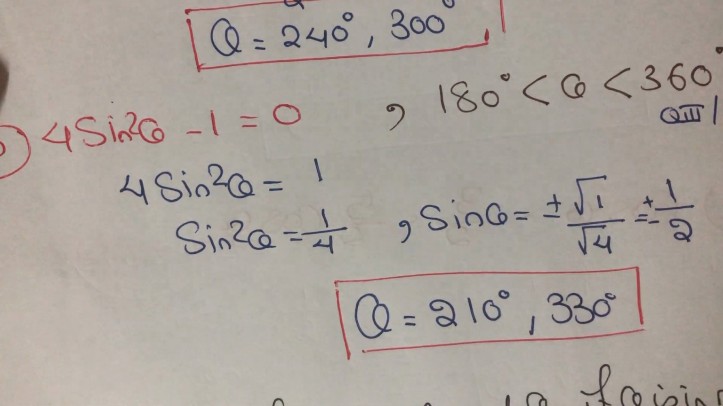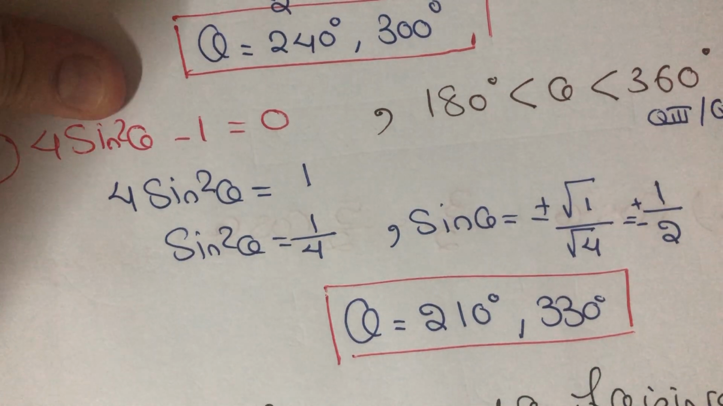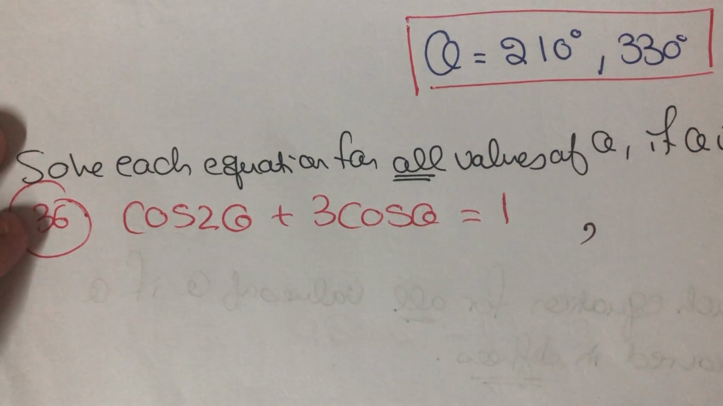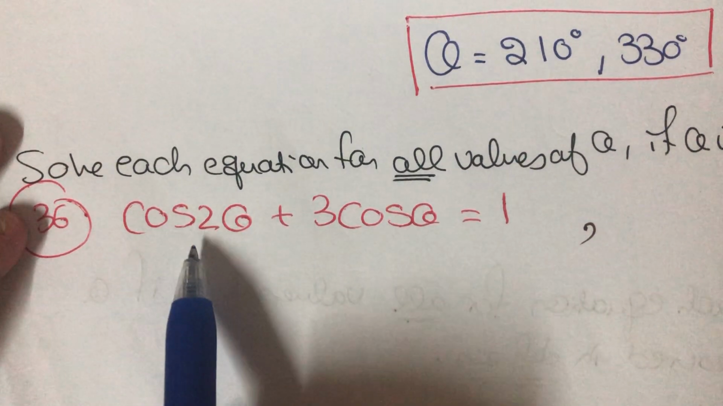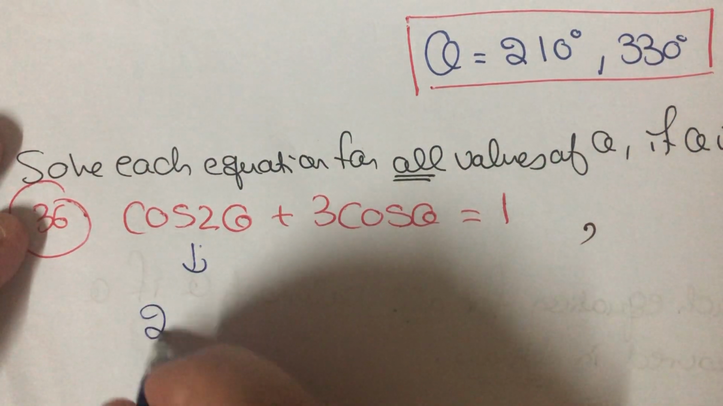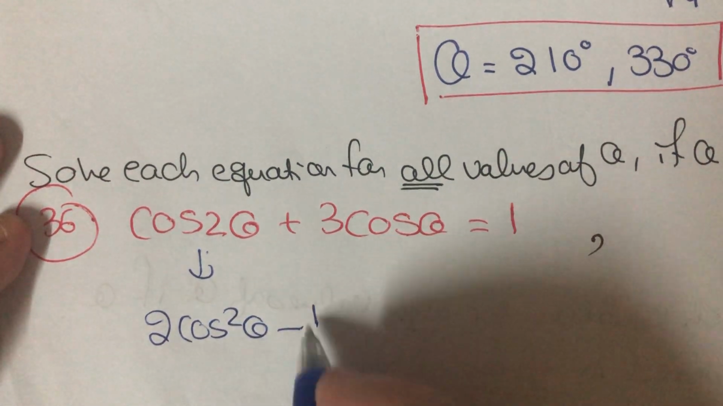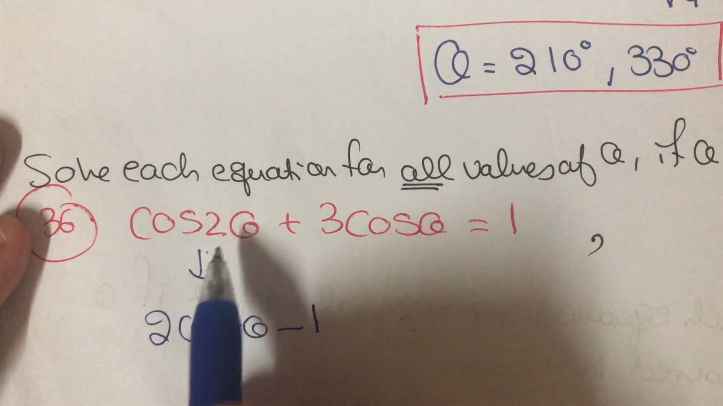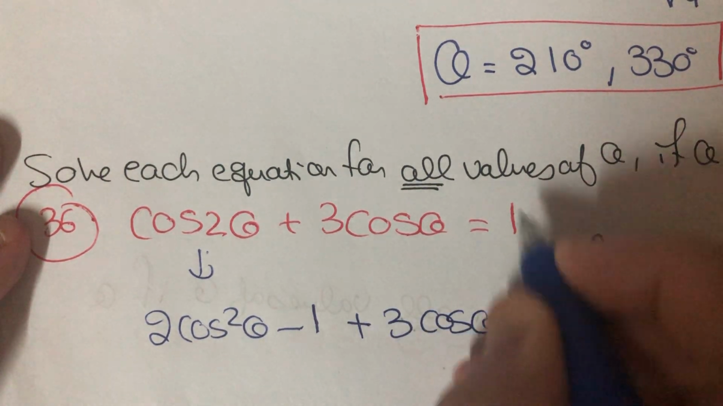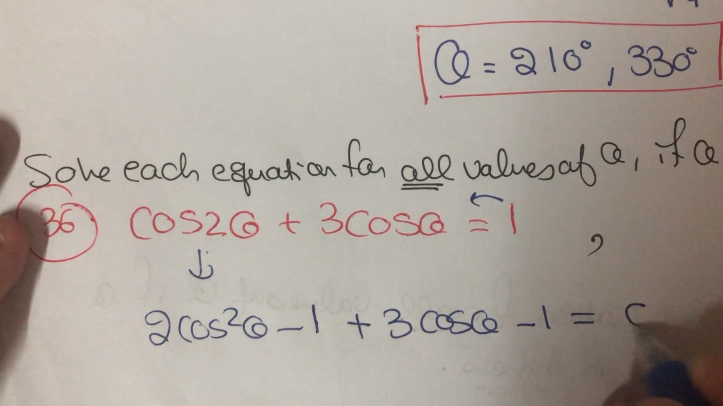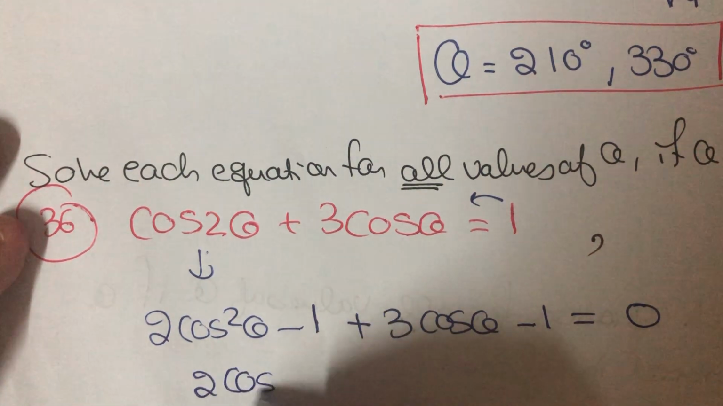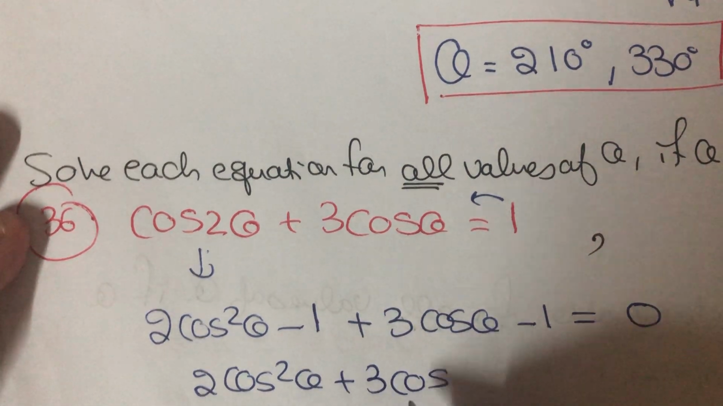The next question, they said solve each equation for all values of theta if theta is in radians. They didn't give me any interval and they said the answer has to be in radians. For cosine 2 theta, I think this is a double angle identity and I will go to 2 cosine squared theta minus 1. And why did I choose this one? Although I have 3 of them, I chose it because I saw cosine theta over here. Plus 3 cosine theta. Let's take this in the same step over here. Minus 1 equals 0. So I have 2 cosine. I think I'm going to factor. Plus 3 cosine theta.